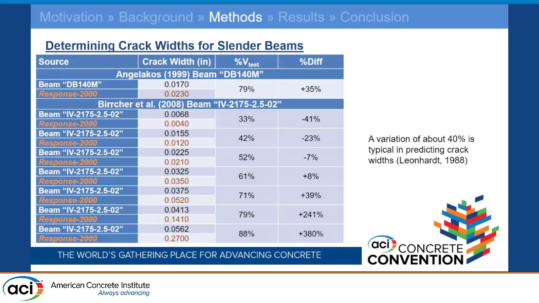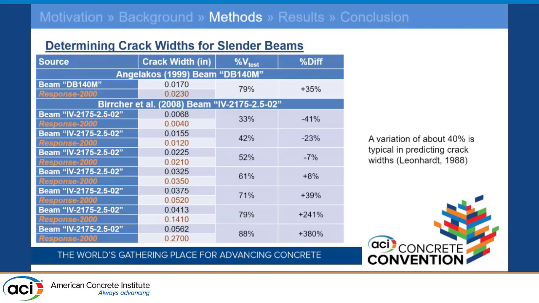So for example, what we're seeing here in the black is the crack data reported by the researcher. And then in orange, that's the crack data that we predicted, and we used Evan Bentz's program for predicting the width of the diagonal shear crack. The percent V test is the percent of the ultimate capacity of the test specimen. And so here you can see the comparison between the experimental crack width and the predicted crack width.